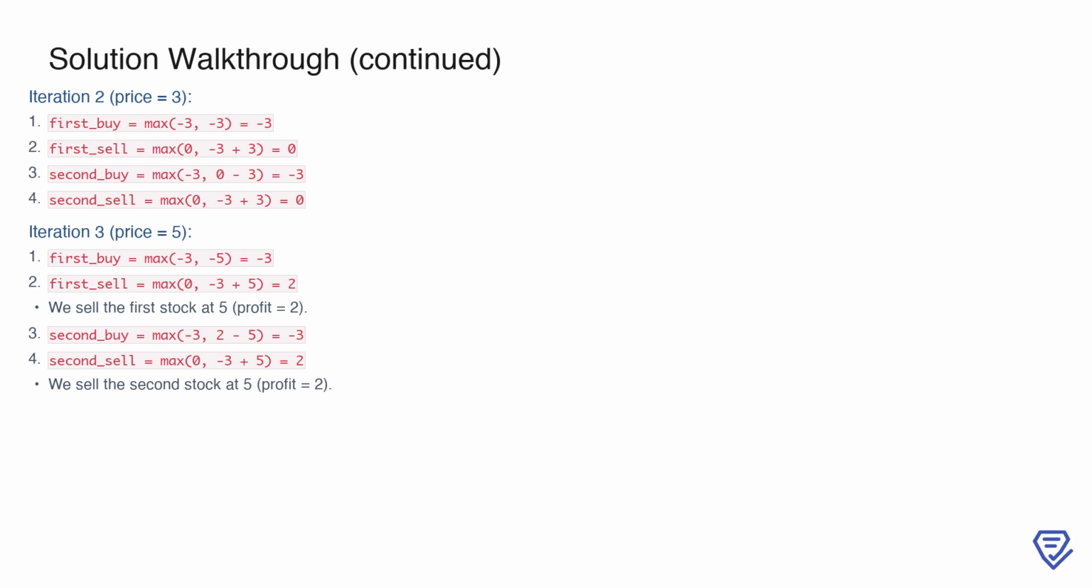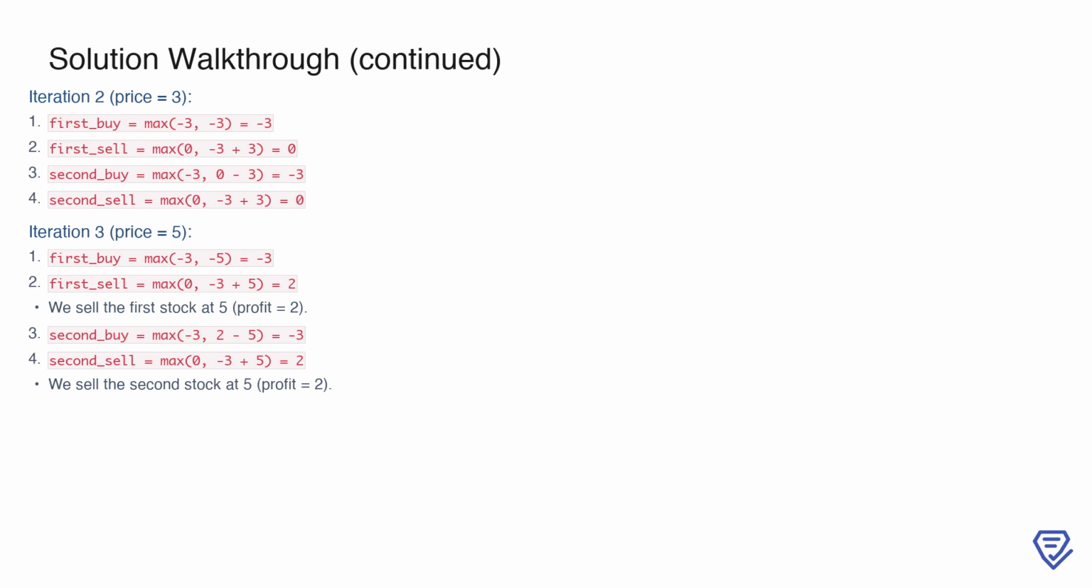Now, in the third iteration, where the price is 5, things start to change. first_buy remains minus 3, as it's still the maximum of minus 3 and minus 5. However, first_sell updates to 2 because selling the stock purchased at 3 for a price of 5 results in a profit of 2.